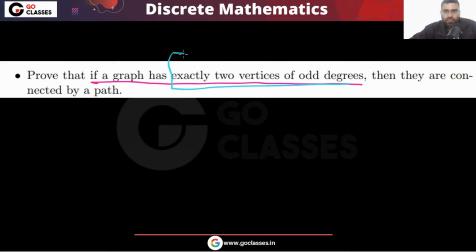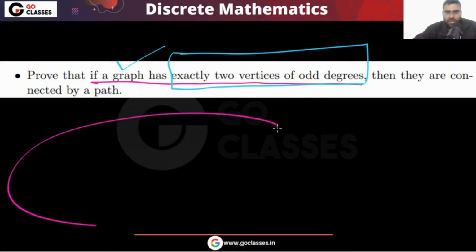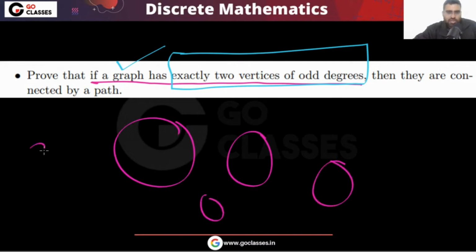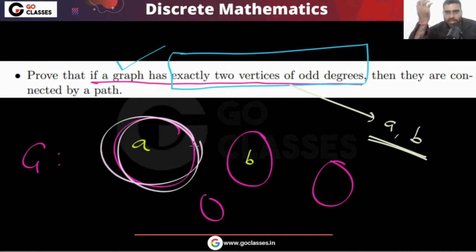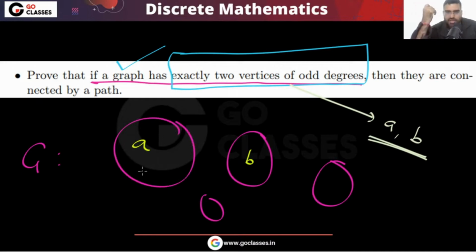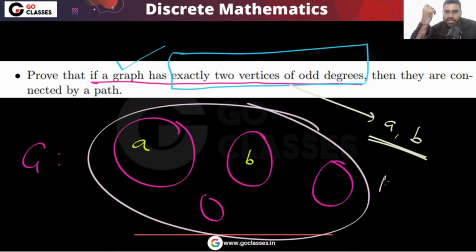If a graph has exactly two vertices of odd degree, in the entire graph, let's assume this is your graph G, and you have exactly two vertices of odd degree, say A and B, then can I guarantee they must be in the same component? Of course. It is not possible that A is here and B is here, correct? This is not possible because in a component you must have an even number of odd degree vertices. So this is definitely not possible.